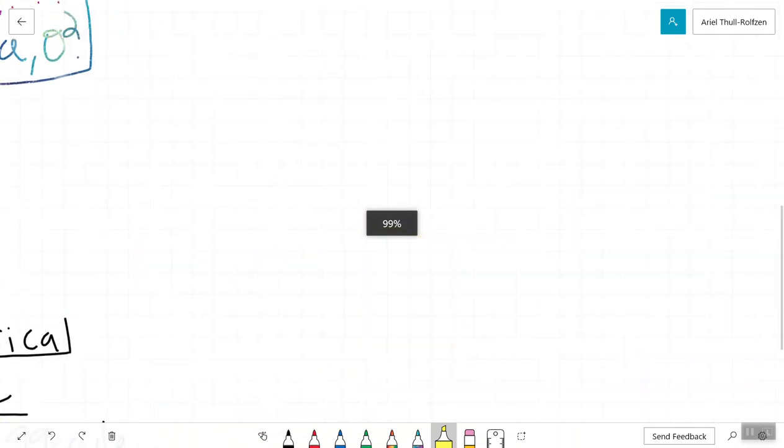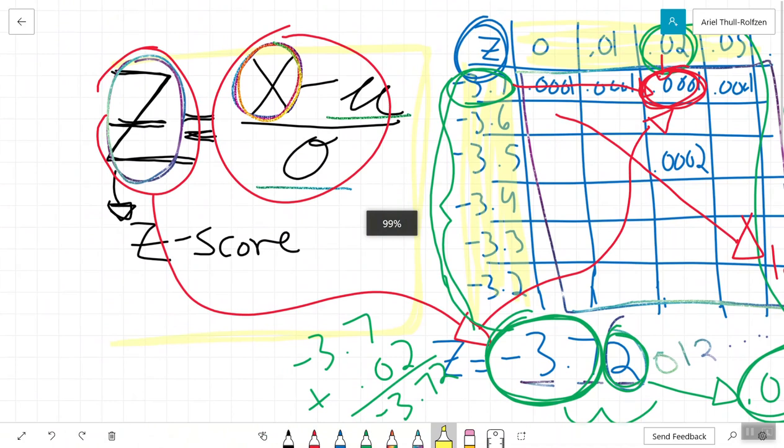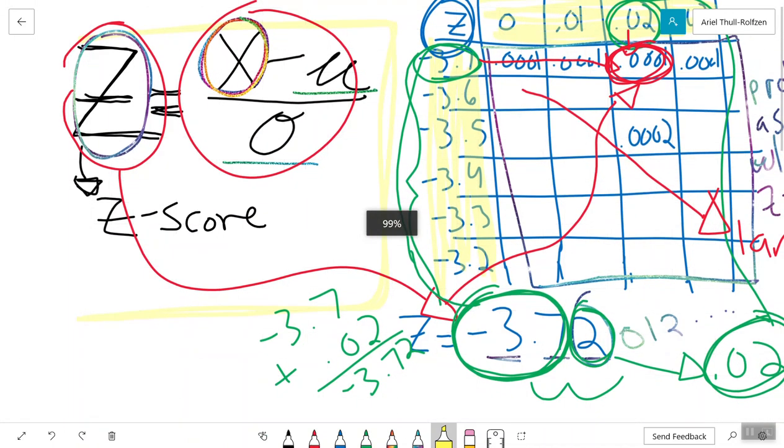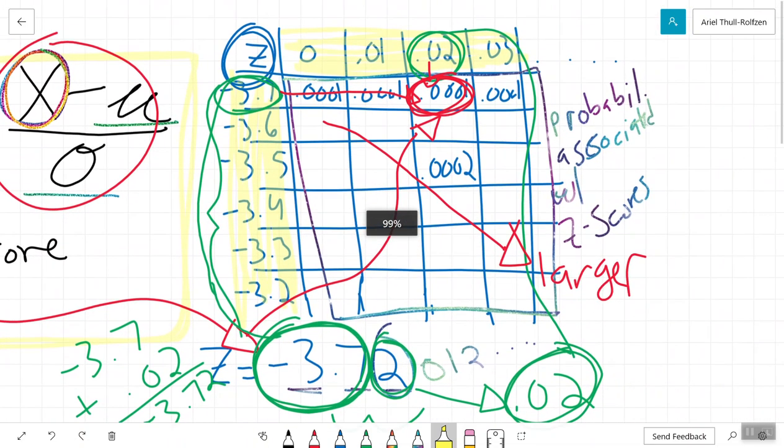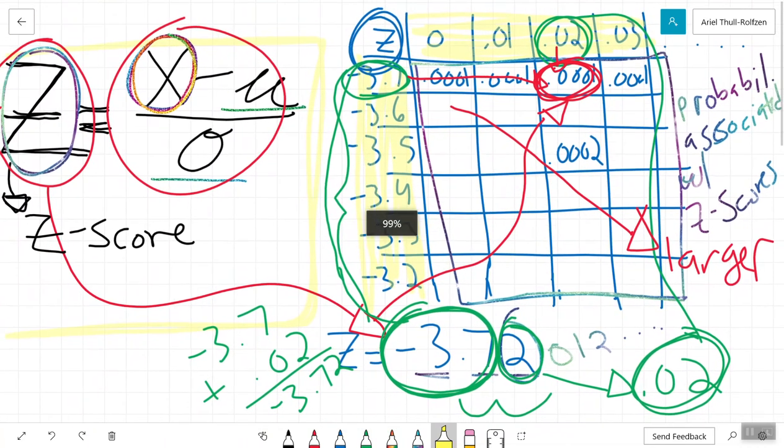We came back up here and we learned the equation for Z. We learned what Z is, and we learned what the Z table is, and how to find a probability in the Z table.